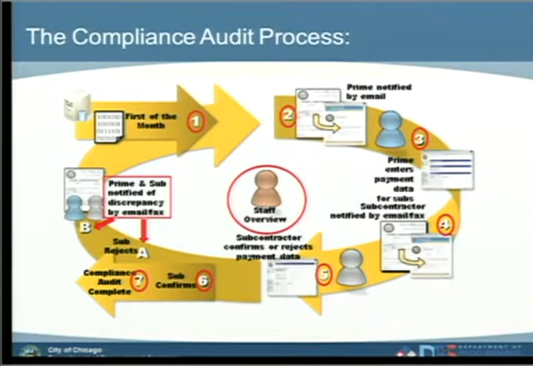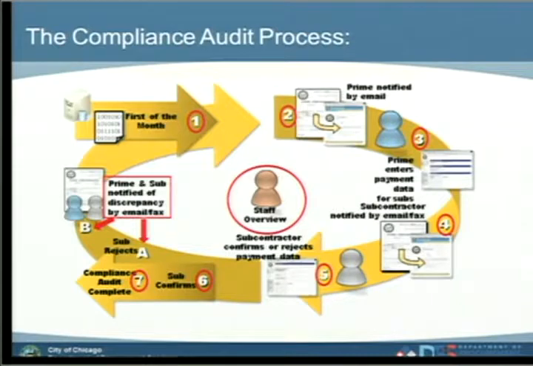On the slide here, we see the compliance audit process. The compliance audit process is important for the prime contractor, the subcontractor, and ourselves. The first step is the first of the month. The City of Chicago makes a payment to the prime contractor, who in turn logs into the C2 system, also known as the Certification and Compliance System. They receive an email, they log in, and then they report their payments to their subs.